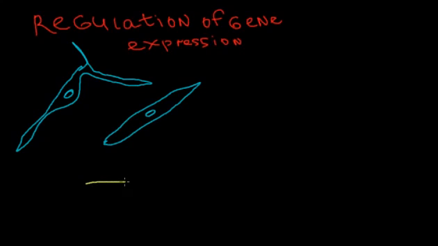So if we take a piece of genome, I will draw a line. It would be just a representation of the piece of the genome, and let's say this box here would be a representation of the gene.